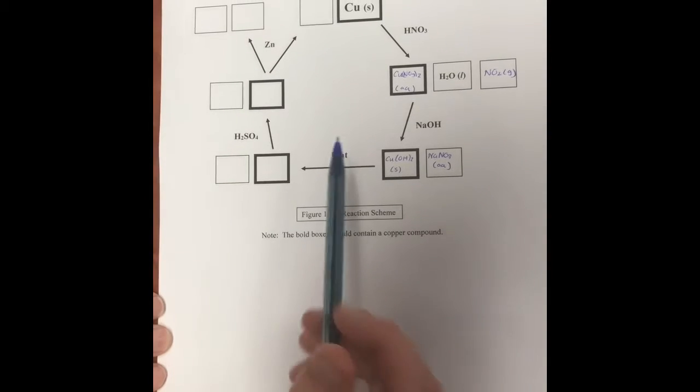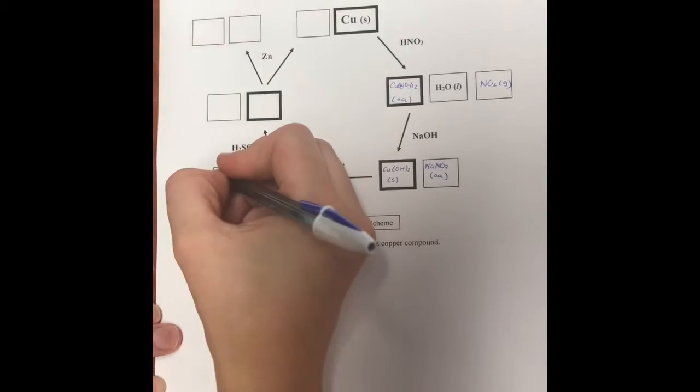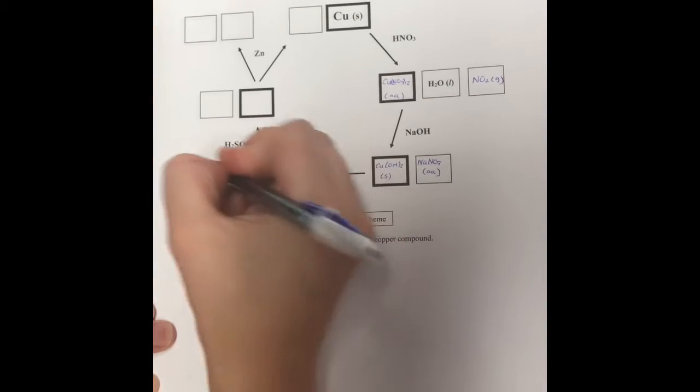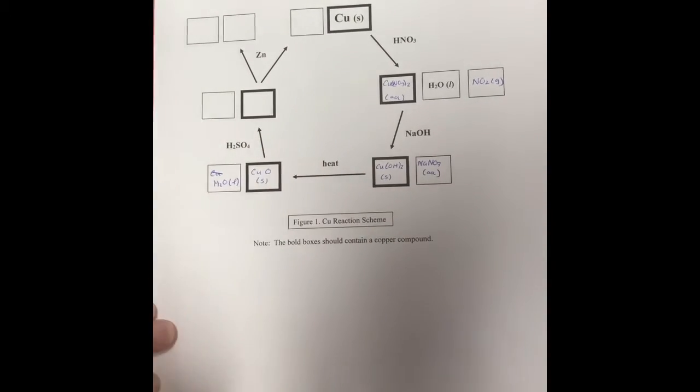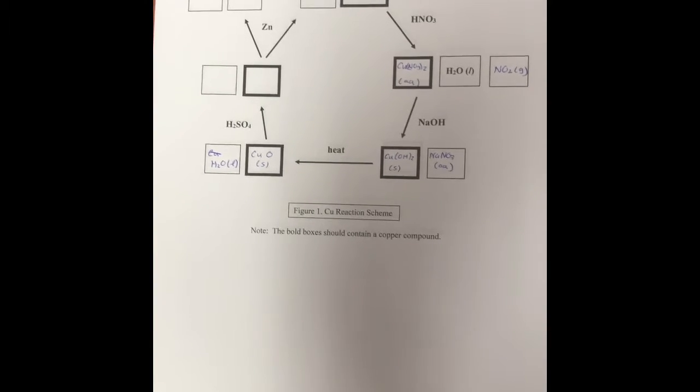The next step was to heat the solution. After heating it, CuO and H2O were produced. When the solution turned black, we concluded that that was the CuO.